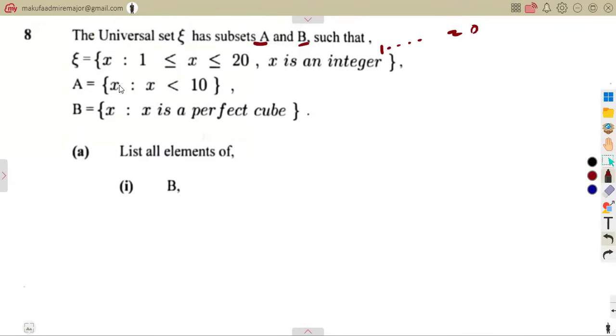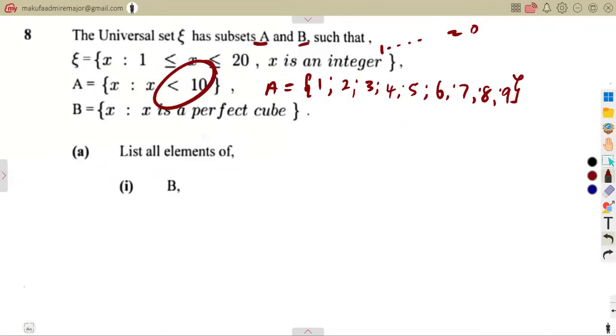A is representing the values of x such that x is less than 10. Remember, the universal set is from 1 up to 20. That's your universal set. So A is going to be the numbers 1, 2, 3, 4, 5, 6, 7, 8, 9, the integers less than 10. So we are going to write, count the numbers up to 9.